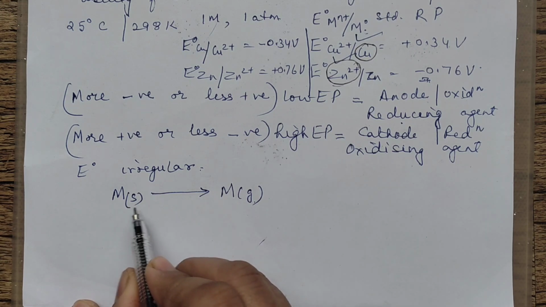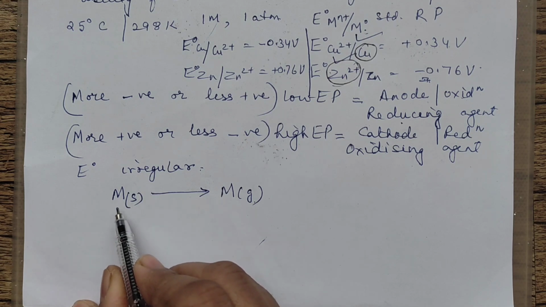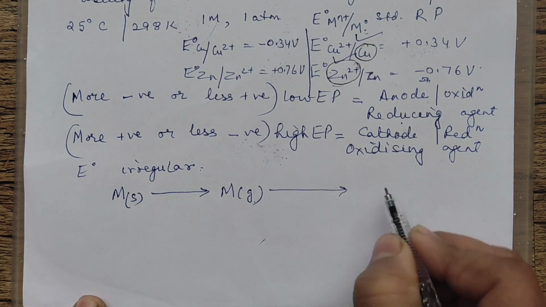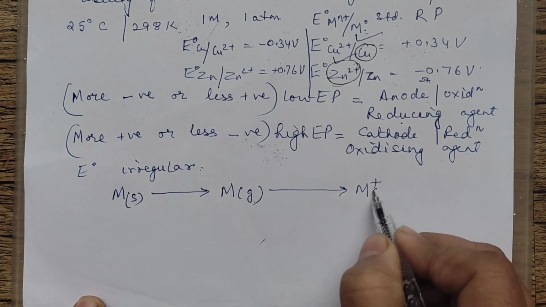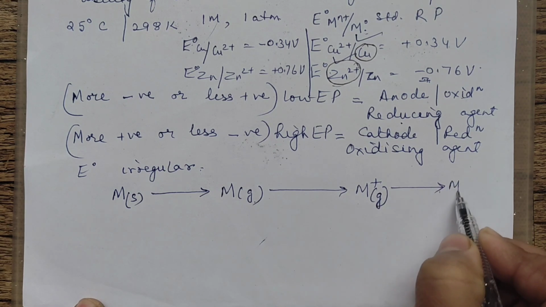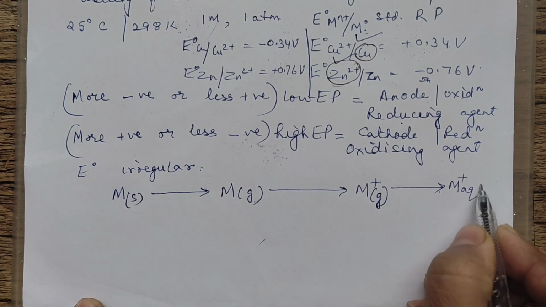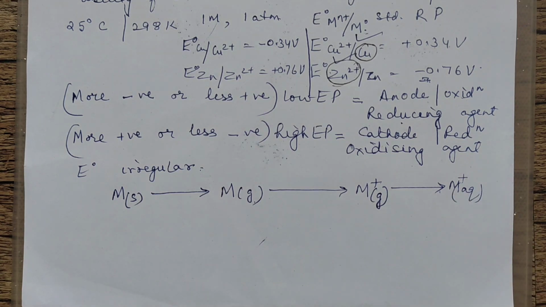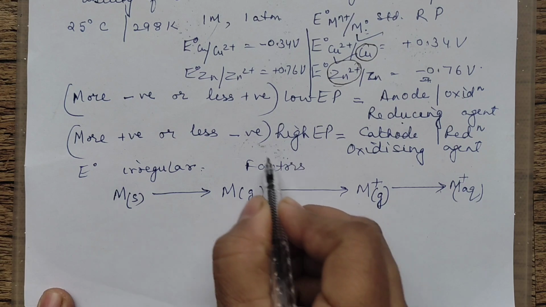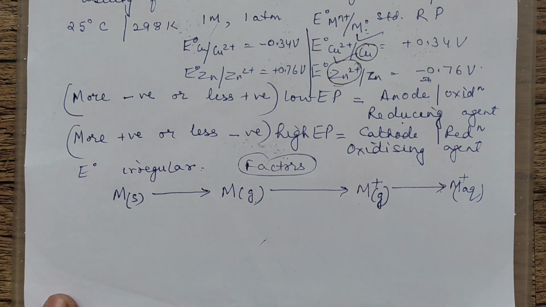So M solid, where M stands for any transition element, has to be converted to gas. Gas is then to be converted to ion, also in the gaseous state. This M+ ion is then to be converted into M+ aqueous. I am considering 1+ only, but at times it can be 2+, 3+ or whatever, depending on what example we are considering. So I am just talking about the factors as of now, on what factors this E0 value depends, why for some it is positive and for some others it is negative. So there are 3 main factors.